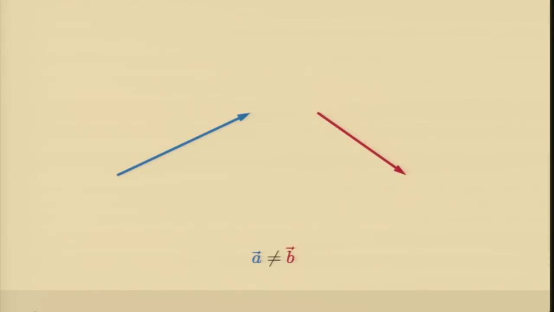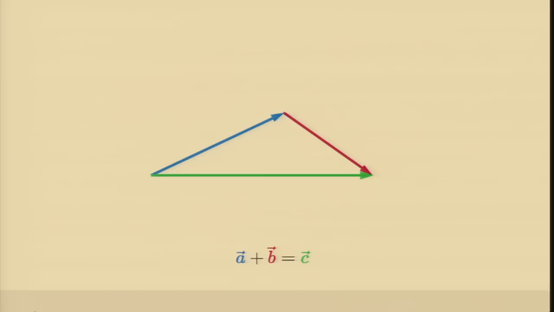So these two vectors are not the same. And when you have those two vectors, we can add them together like this, lay them end to end to create a new one, A plus B equals C. And we can do subtraction as well by turning a vector 180 degrees, and so again laying them end to end to get C minus B equals A.